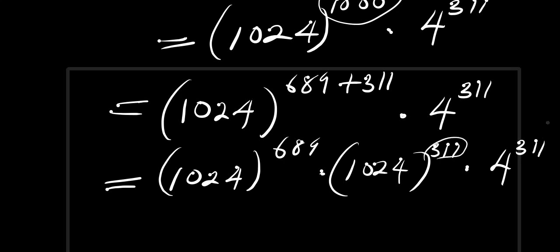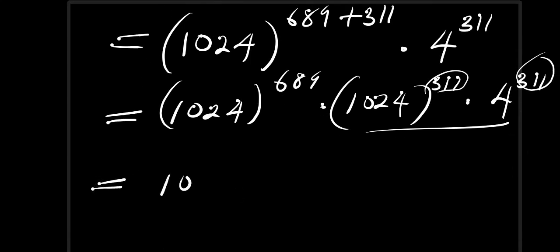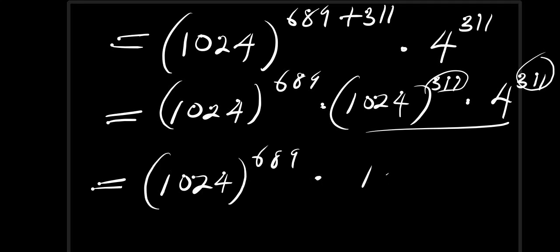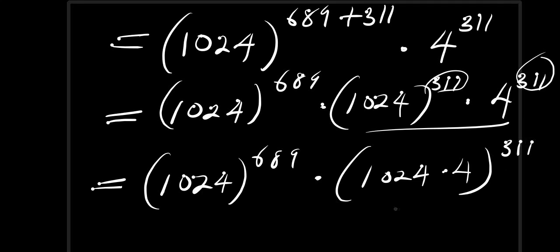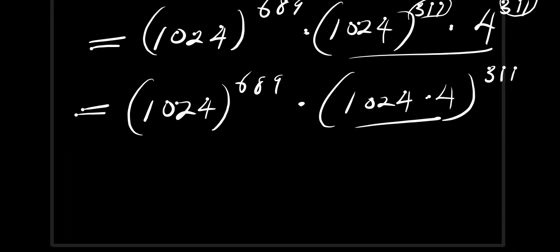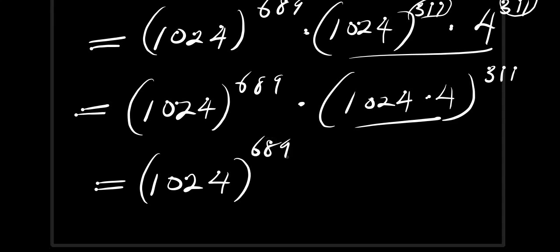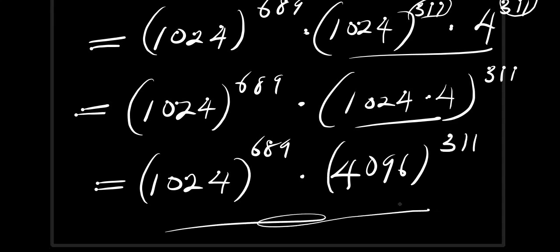Now the exponents are all the same. We can just multiply the bases. So we are going to have 1024 raised to the power of 689 times, we have 1024 times 4, and this is raised to the power of 311. Have you seen that? So let's multiply these two out. We are going to have 1024 raised to the power of 689 times 1024 times 4. You are definitely going to have 4096, and this is raised to the power of 311. So now, this is 4 raised to the power of 5311.